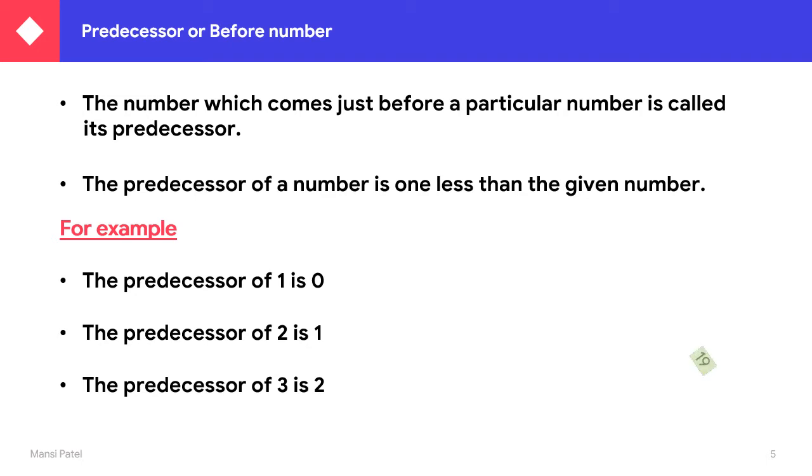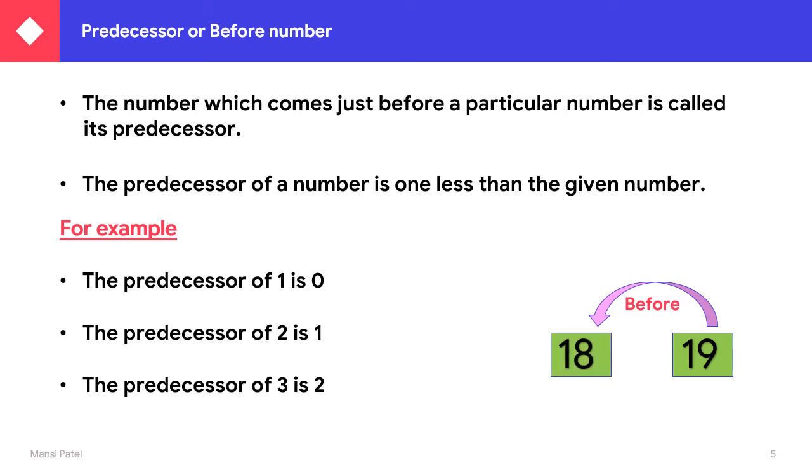See here again, this with the help of one example. 19. What is the before number of 19? What is the predecessor of 19? So we have to just subtract 1 from 19. So 19 minus 1 is equal to 18. What comes before 18? So 18 minus 1 is equal to 17.